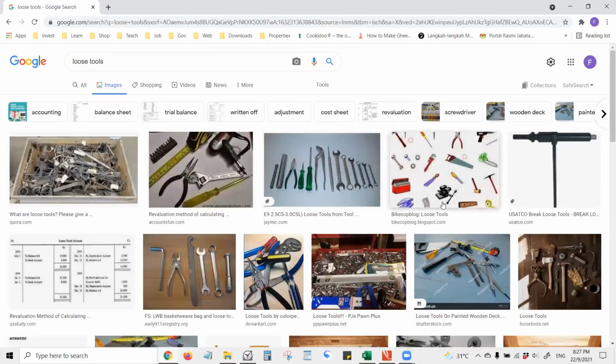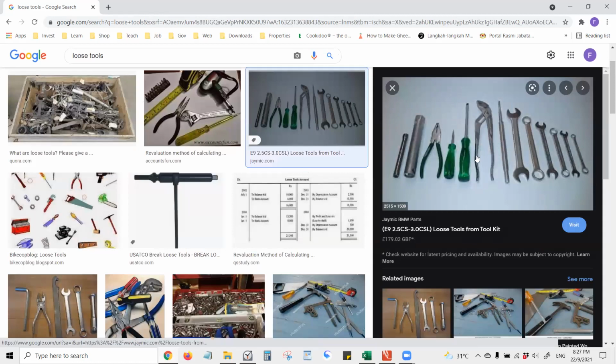Now, you can look at the pictures though. Pictures are correct. Okay, some examples of loose tools. Here are the loose tools. In what businesses do you use loose tools? Electricians, plumbers, who else? Mechanics, yeah, mechanics. Okay, so they use those tools.